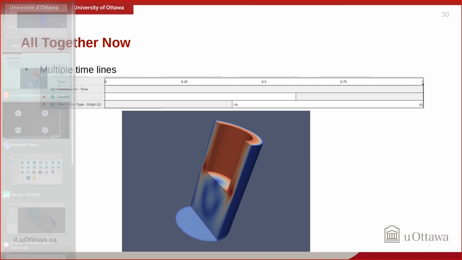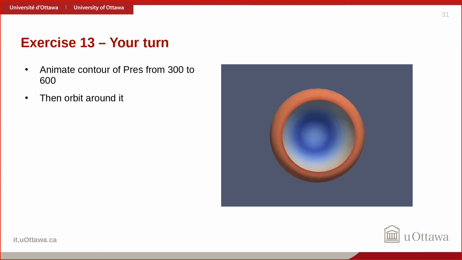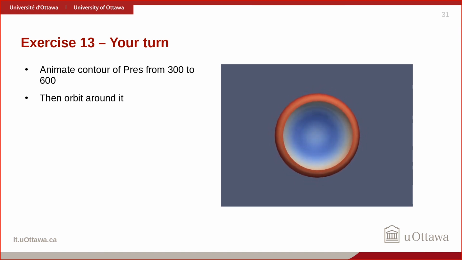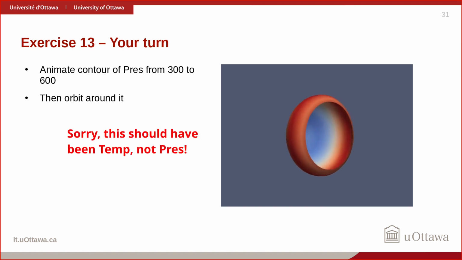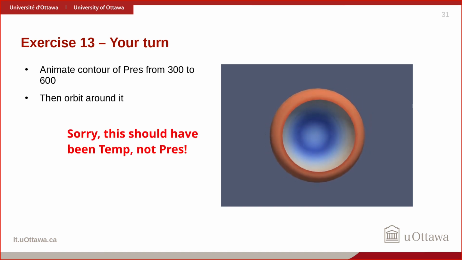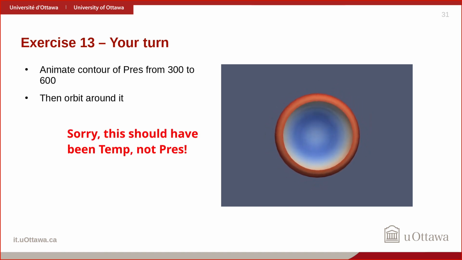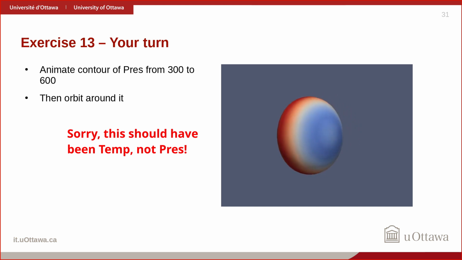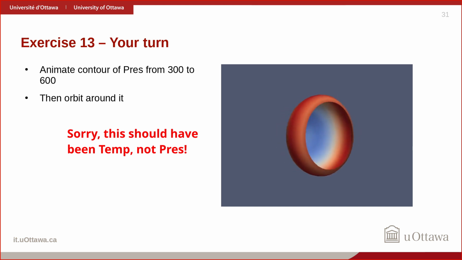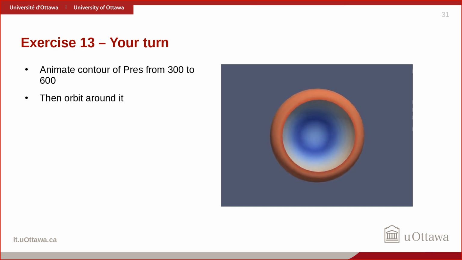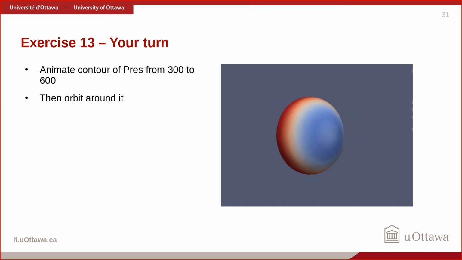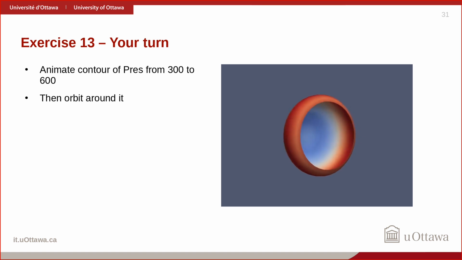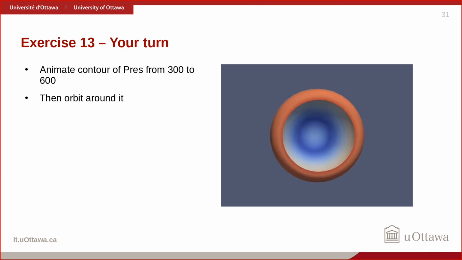So I will let you try to do this one. I want you to animate the contour of the pressure and go from 300 to 600. And then once that's done, I want you to orbit around it, like in the video. So yeah, try to reproduce that. And I'll give you 5 minutes for that. So 11:31.